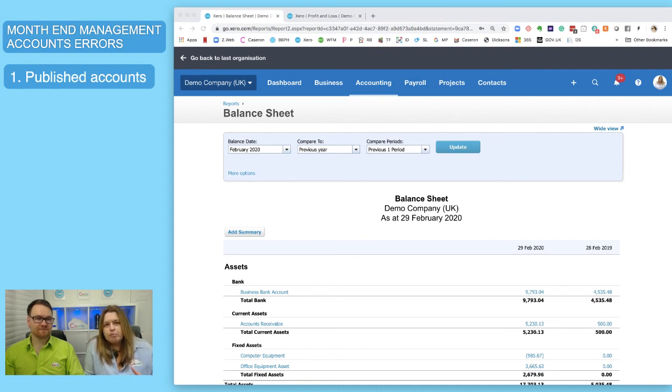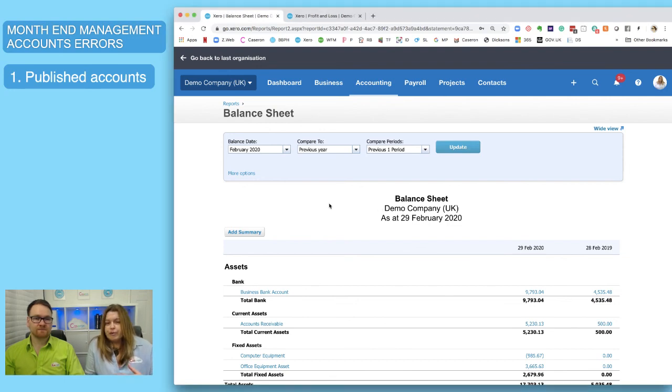And what that often means is that the accountant hasn't put the end of year journals into the Xero account or into QuickBooks or whatever system you're using. So quite often what's published doesn't match what's actually in the accounts.